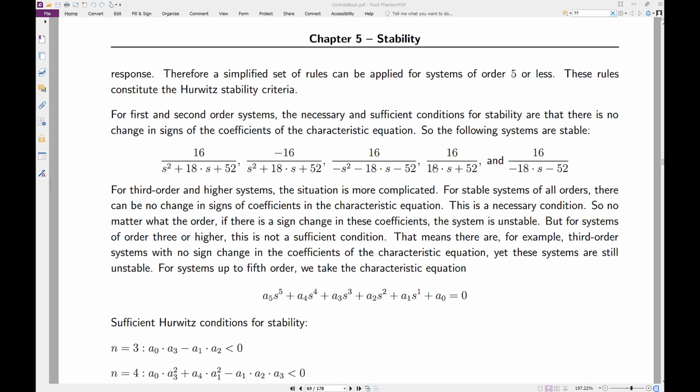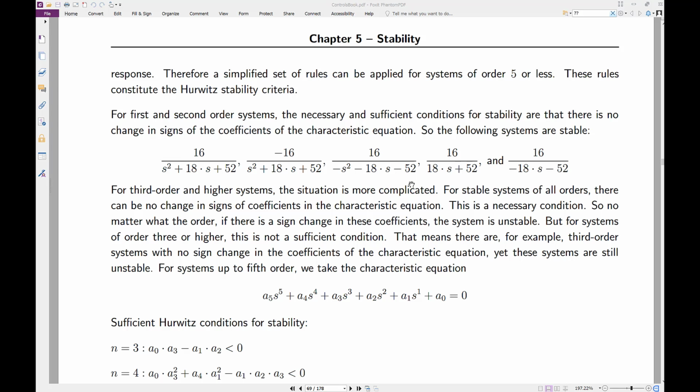Here is a first order system. This is not the time constant, because you need to have a 1 here for this to be the time constant, but the coefficient of S is positive 18, and the constant term here is plus 2, so since you have two pluses, you have no sign change. Here we have no sign change also because both of them are negative. Okay, so all of these systems are stable.